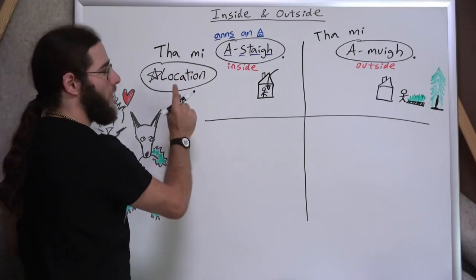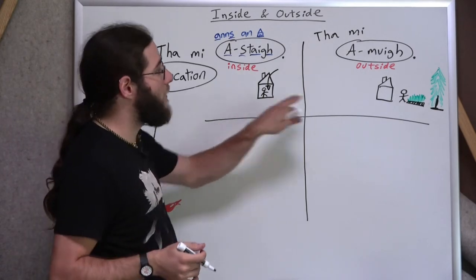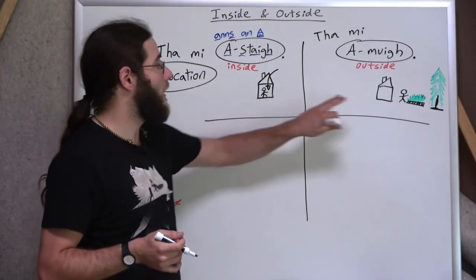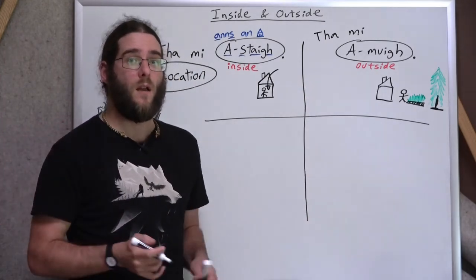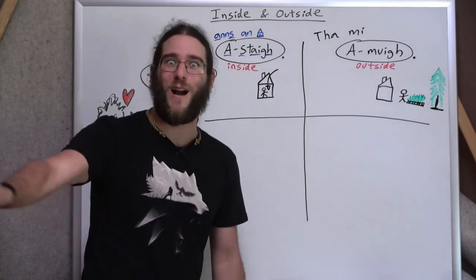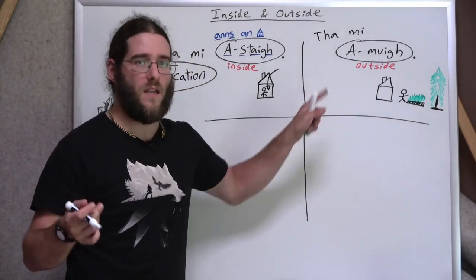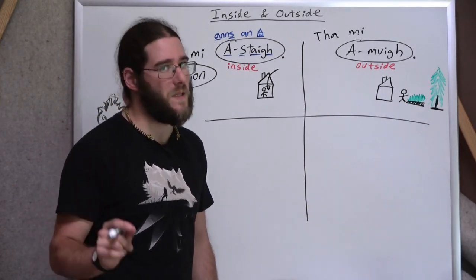So we've been talking about location, where something is in space. It's inside the house or outside. A stay, a mui. Great. But what if you're walking into the house or the dog wants to go outside? What are you going to do? We're going to use forms of these that look similar but are not identical.